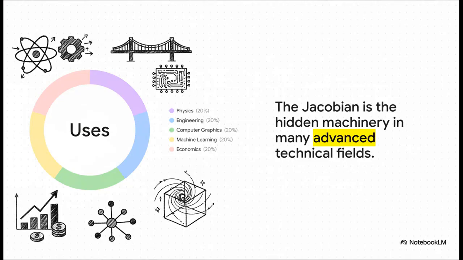From physics and engineering to computer graphics, machine learning, and even economics, the Jacobian is everywhere. It's a fundamental concept for anyone working with systems that have lots of interconnected moving parts, which, let's be honest, is pretty much every complex system out there.